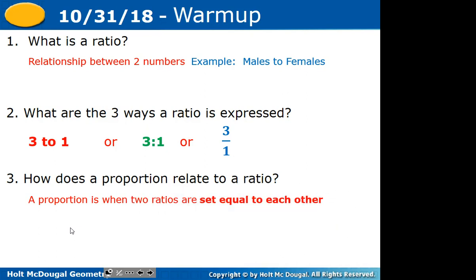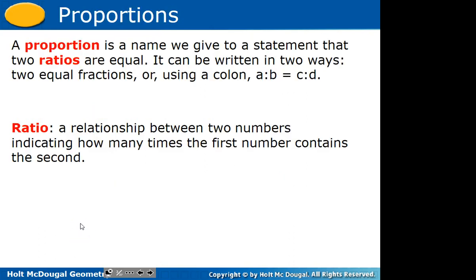Proportions are when we set two ratios equal to each other, and we often use those to solve for missing parts. So here are our definitions, and in your notes you'll see 2 blanks. These are the first 2 red lines. The first one is, a proportion is a name we give to a statement when two ratios are equal. It can be written in 2 ways, either 2 equal fractions or using a colon: A to B is equal to C to D. So if we were to have this A to B written as a fraction, it would be A over B equals C over D. A ratio is a relationship between two numbers. It's indicating how many times the first number contains the second.